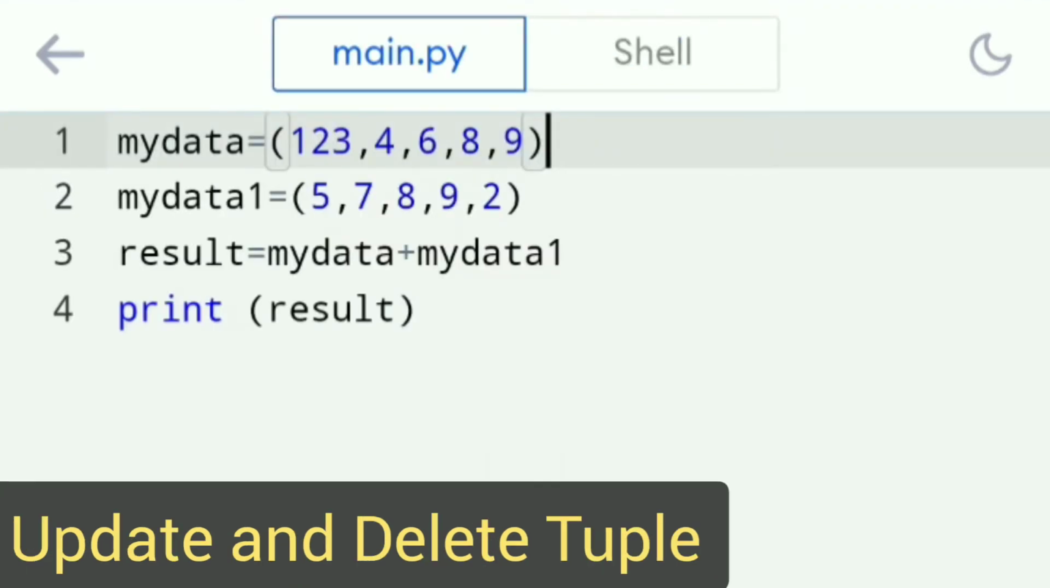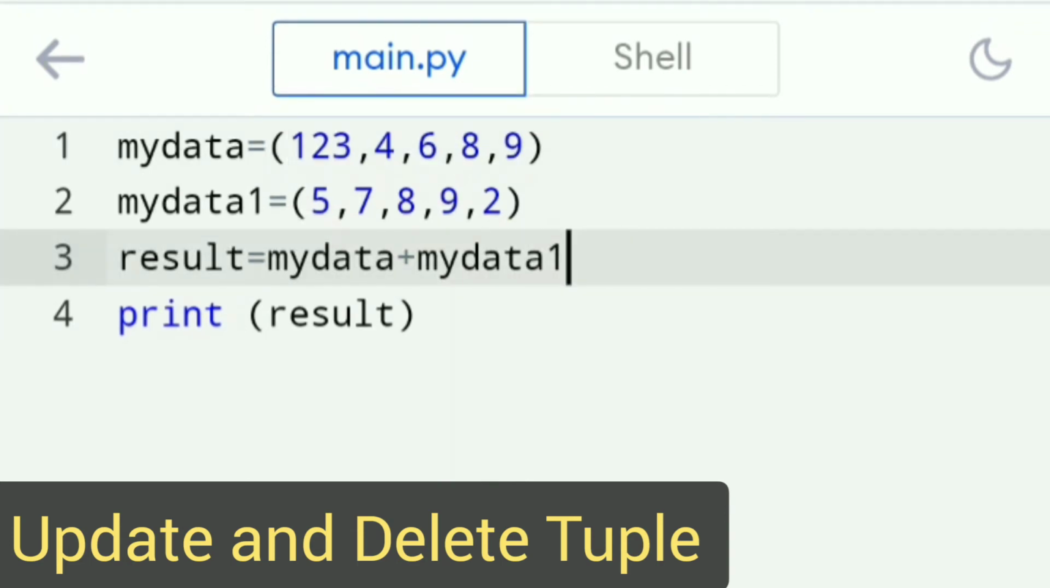So now let's learn how to update and delete a tuple. As you know, a tuple is immutable. The elements in a tuple cannot be changed. Instead of altering values in a tuple, you can join two tuples or delete the entire tuple. So these two actions are possible. Either you can join or you can delete. So look at the program.